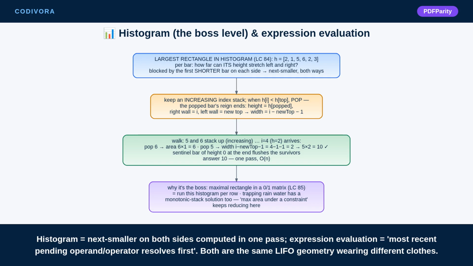Let's slow down and really build this up from scratch, one piece at a time. Histogram equals next smaller on both sides computed in one pass. Expression evaluation equals most recent pending operand or operator resolves first. Both are the same LIFO geometry, wearing different clothes.